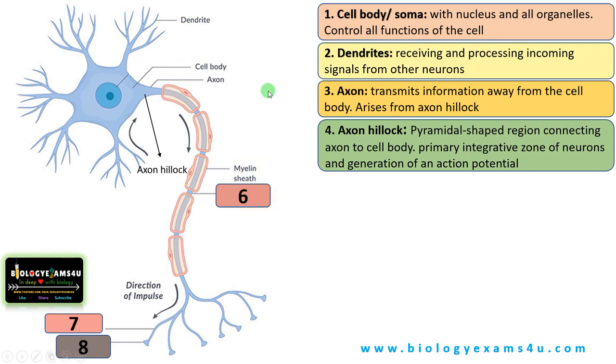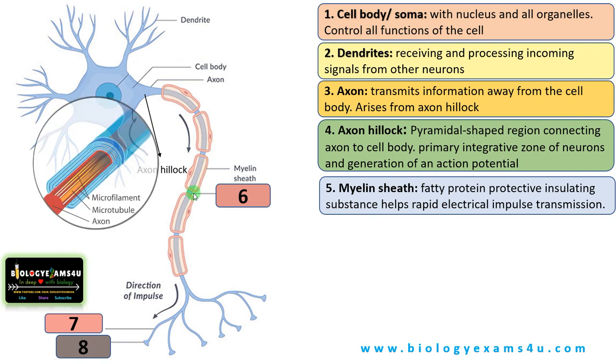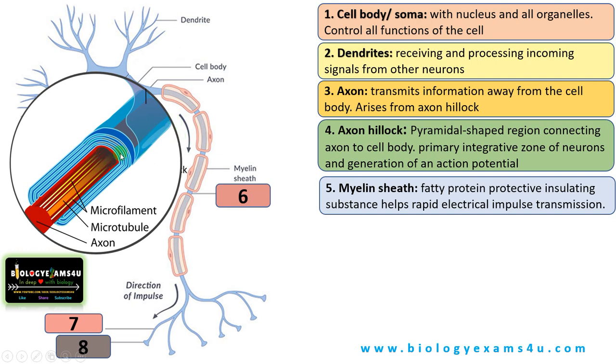The next structure is called the myelin sheath. The myelin sheath, as you see, is made up of fats and proteins. It's a protective insulation that covers the axon, protects the axon and also helps in rapid electrical impulse transmission. So let us zoom in on this myelin sheath. As you see, it consists of concentric layers of lipids, including cholesterol, and variable amounts of cerebrosides and phospholipids. It is separated by thin layers of proteins, and this arrangement gives high resistance and effective insulation.